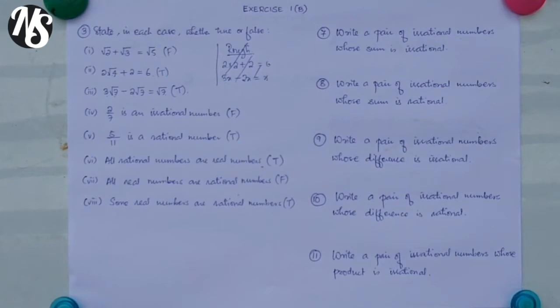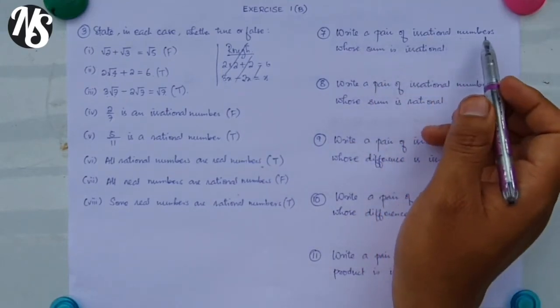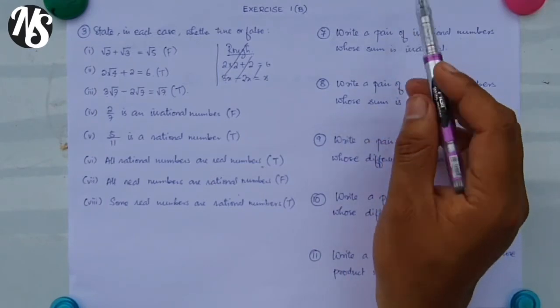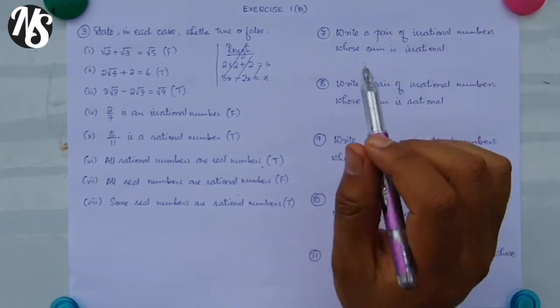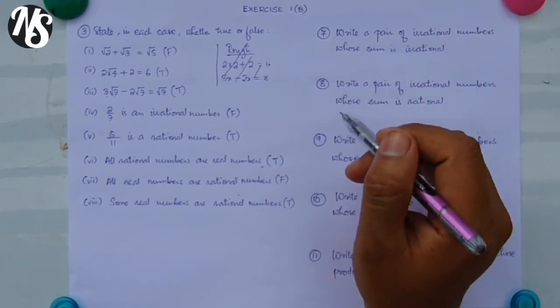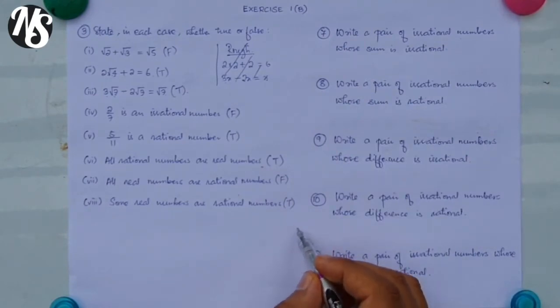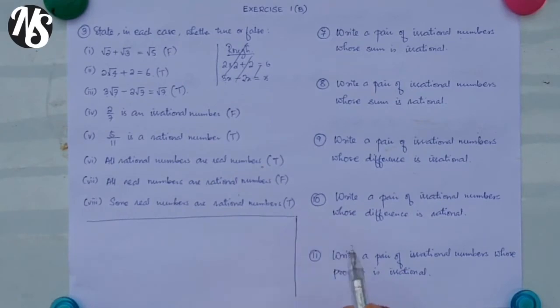Was it pretty simple? Yes. Now, a very important thing that you need to know. The question says, write a pair of irrational numbers whose sum is irrational. So you have to write two irrational numbers whose sum is going to be an irrational number. Before we do this, I would like to say a few more things here.